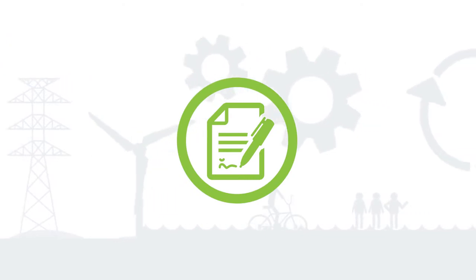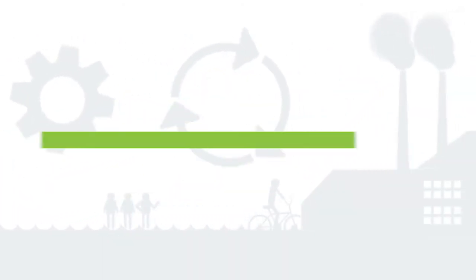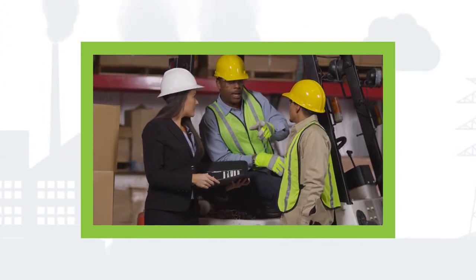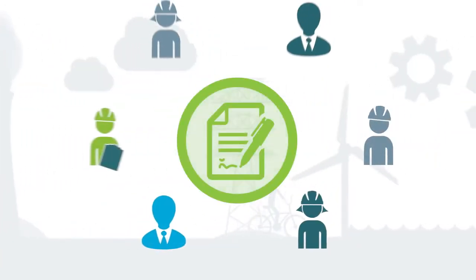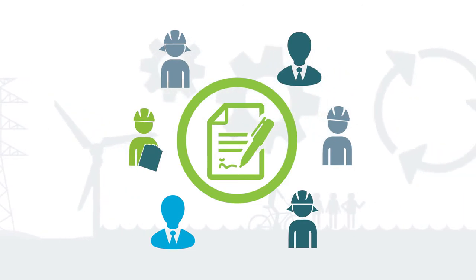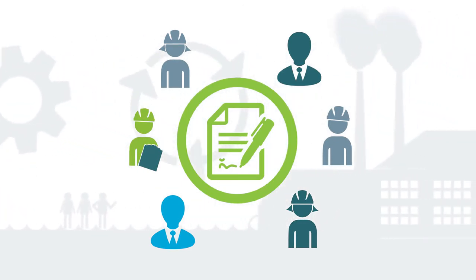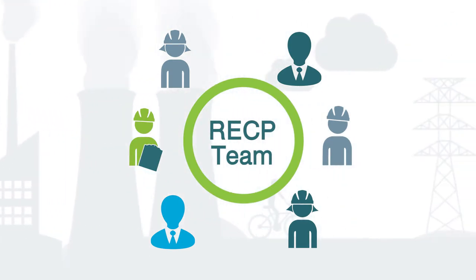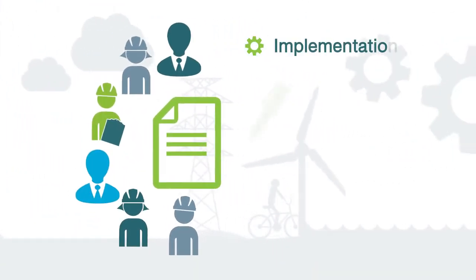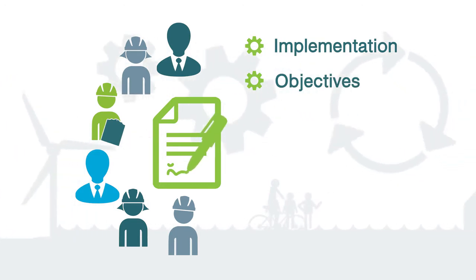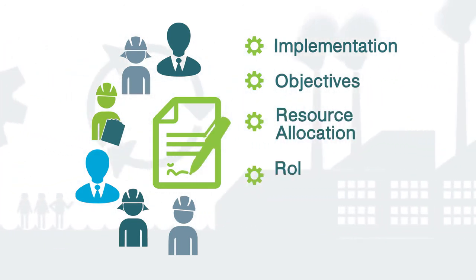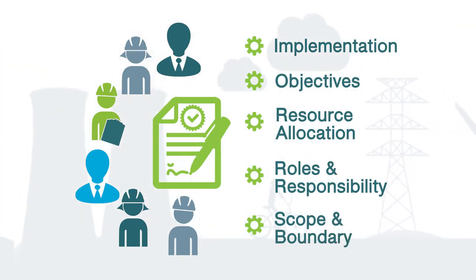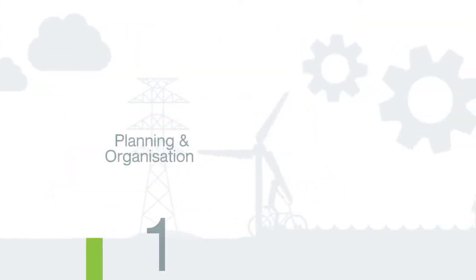After completing the PVQ, hold an inception meeting to get commitment from other key members of the organization and make sure all affected and influencing parties attend. Ideally, the inception meeting members should also form the core RECP team responsible for championing the implementation of the system. Agree upon the objectives, resource allocation, roles and responsibility, as well as the scope and boundary of the RECP implementation.